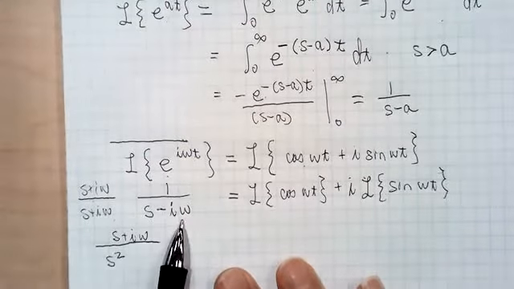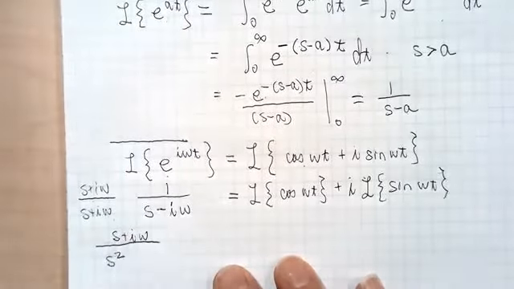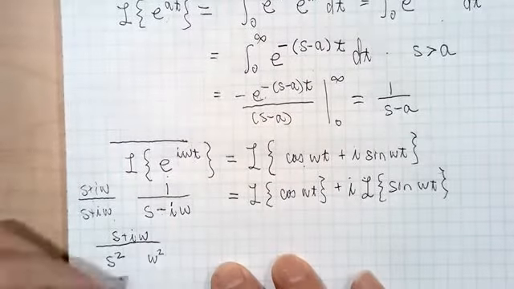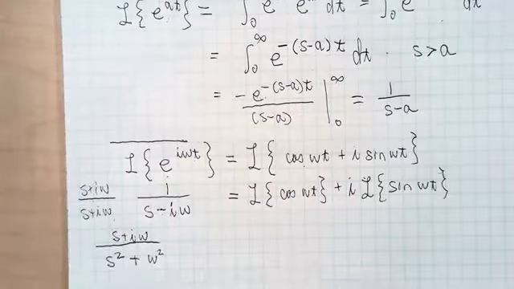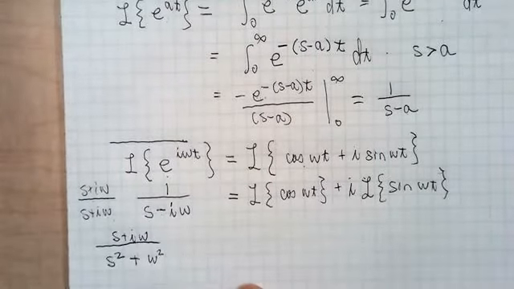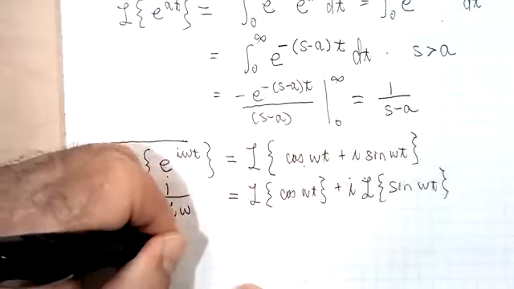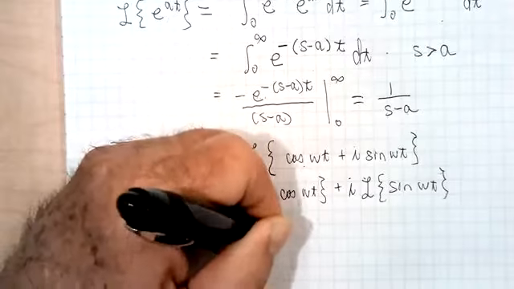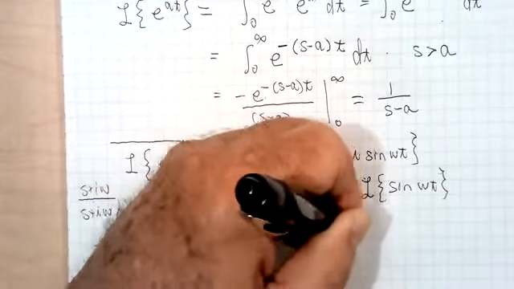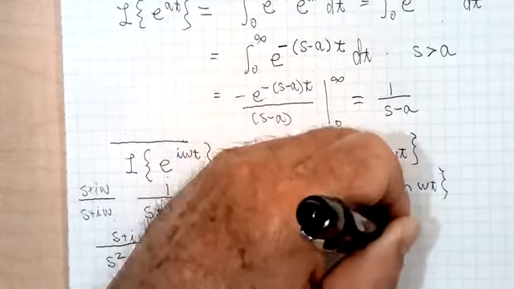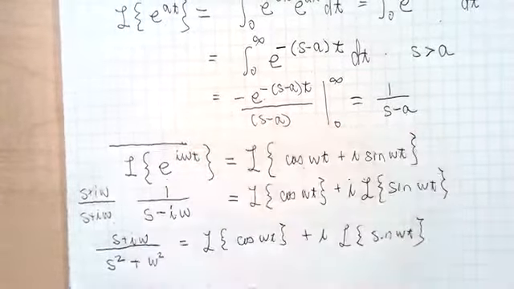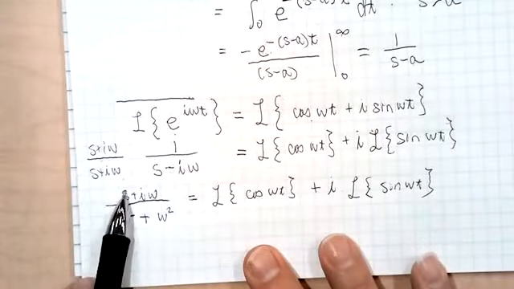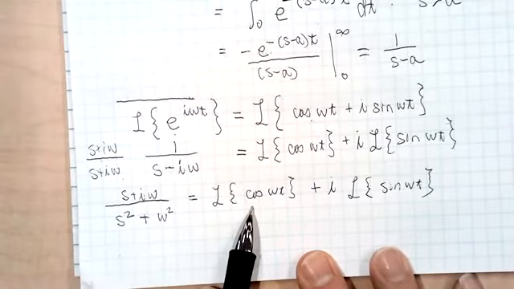So this times this is, let's see, it's going to be omega squared for sure. And then you've got a minus i squared. Minus i squared is plus 1. So it's s plus i omega over s squared plus omega squared equals the transform of cosine omega t plus i times the transform of sine omega t. And then you equate real and imaginary parts. So s over s squared plus omega squared is the transform of cosine.